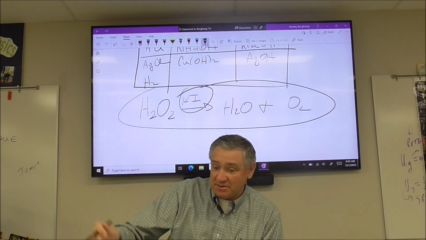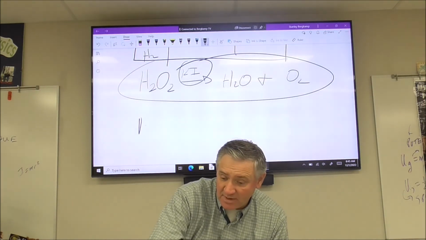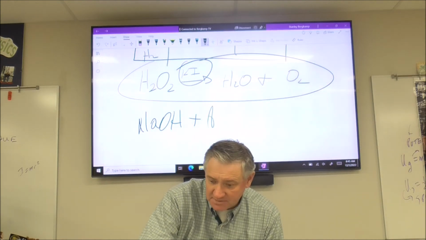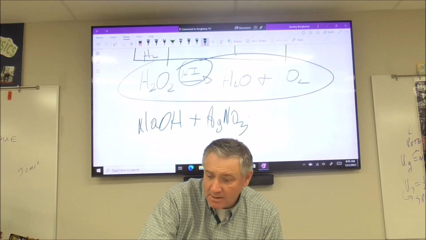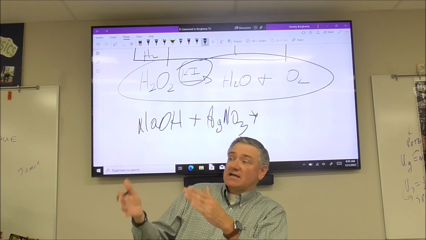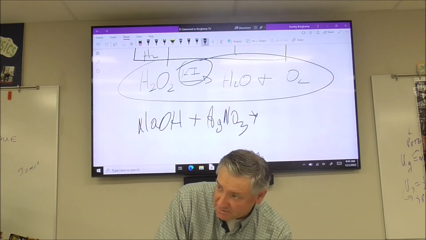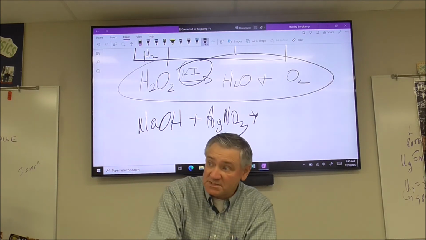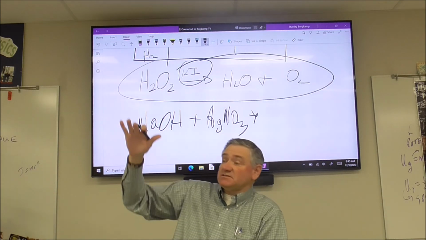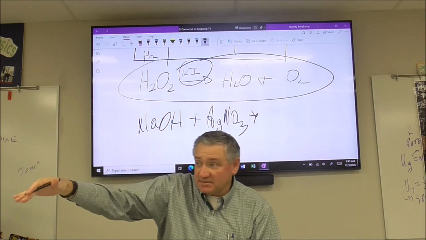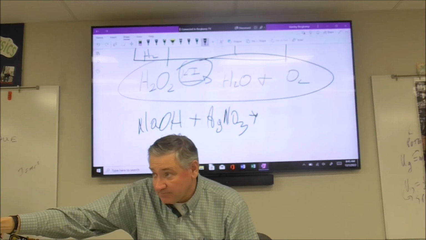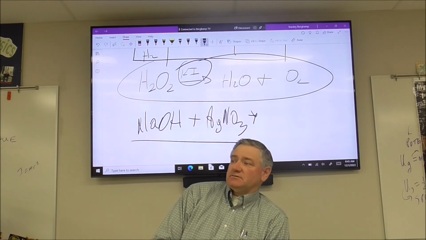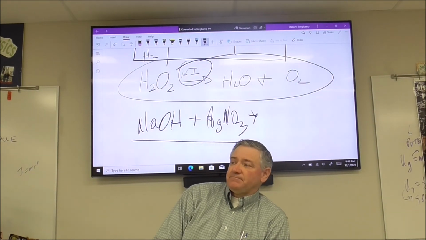Now, a reagent, like for example, if you have sodium hydroxide and, I don't know, silver nitrate, okay? A reagent is actually involved in the reaction. Okay, so a reagent is going to be part of what's taking place. So a catalyst is there, but you're standing on the sideline yelling at the person. Okay, a reagent is actually part of the reaction. Okay, does that make sense?